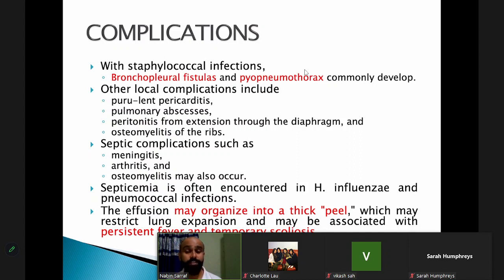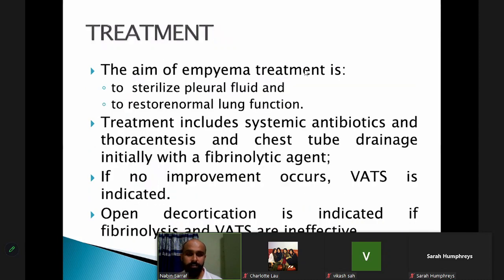Septic complications such as meningitis, arthritis, and osteomyelitis may also occur. Septicemia is often encountered in H. influenzae and pneumococcal infection. That is, meningitis can occur as a complication, arthritis can be seen, osteomyelitis can happen, and the effusion may organize into a thick peel, which may restrict lung expansion, and may be associated with persistent fever and temporary scoliosis, which occurs in the third stage of that pathological condition, where there is the organizational phase.